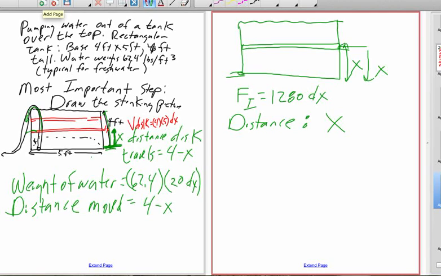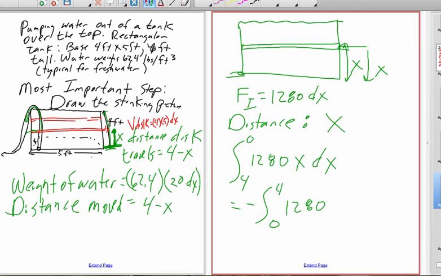So what we're going to have then is the integral, and to completely fill it, x is going to go from 4, actually, what we started with, to 0 of my 1280 x dx, which is negative the integral from 0 to 4 of 1280 x dx. I'm not going to calculate that.